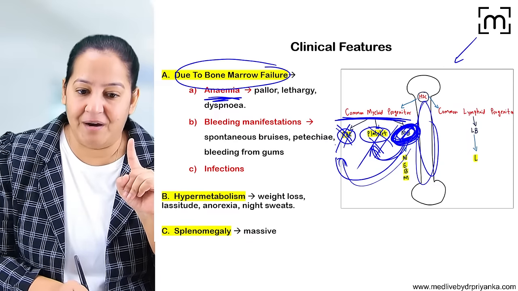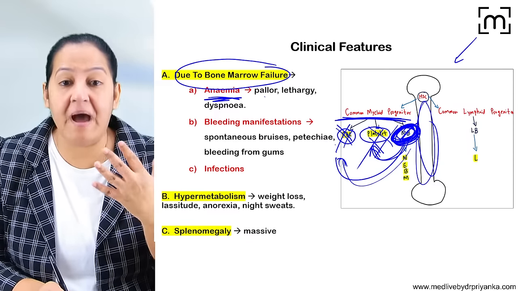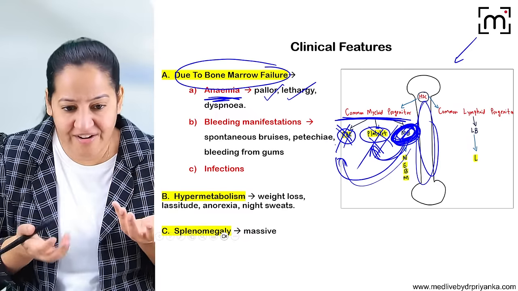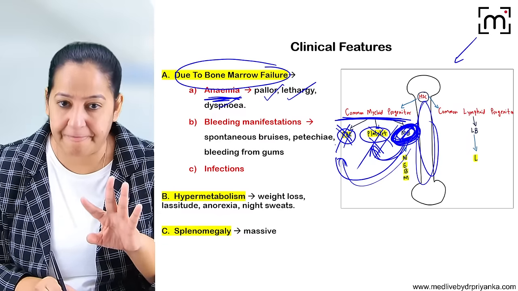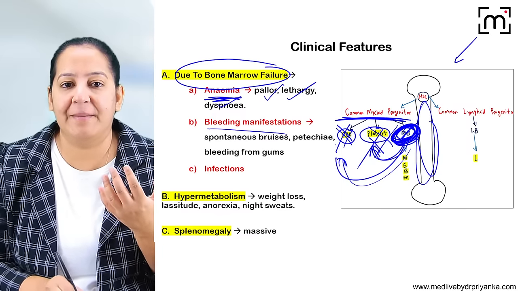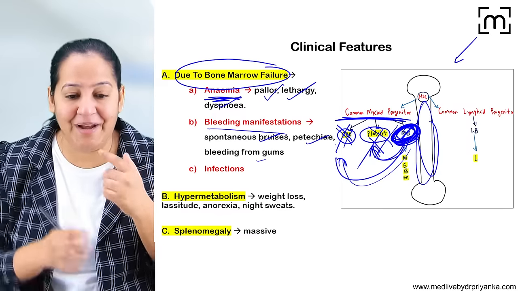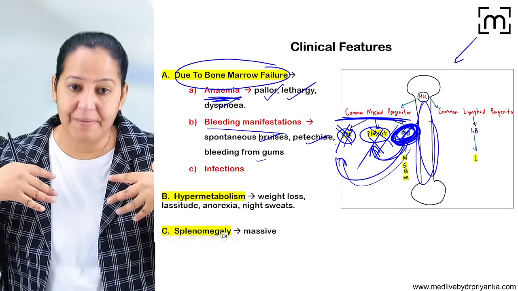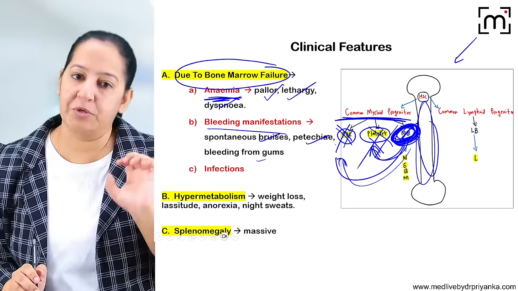So the patient has anemia. The patient will come to your doctor saying, I'm having lethargy, pallor, fatigue, lack of energy, dyspnea because of the anemia. The patient has multiple bleeding disorders, like bruises, petechiae, bleeding from the gums, bleeding from the nose, epistaxis, bleeding from the ears, or internal bleeding, because of thrombocytopenia.